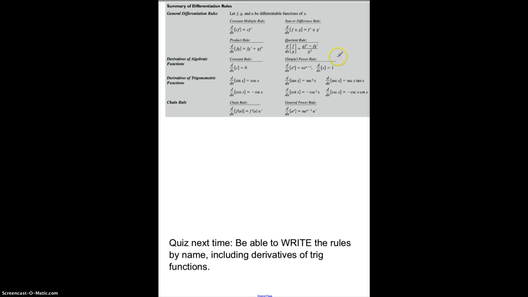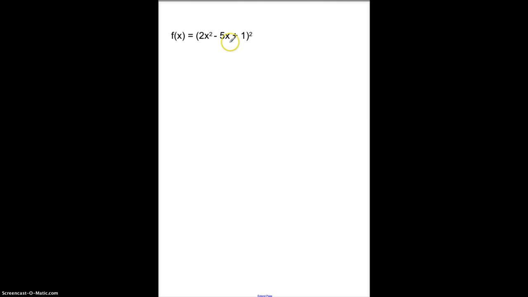Now, this is all of the functions that we have been learning. We're going to have a quiz next time. You're going to need to be able to write them by name. You're going to be able to write the chain rule, the different trig functions, the different algebraic functions. You need to know the constant rule, the product rule, constant multiple rule, etc. Now let's do a couple of problems.